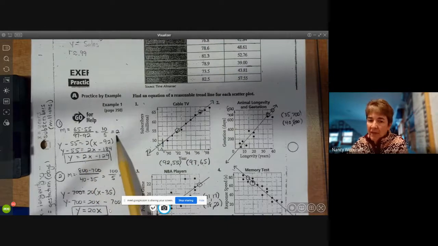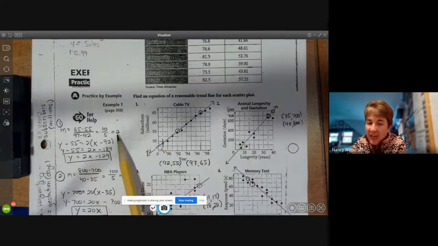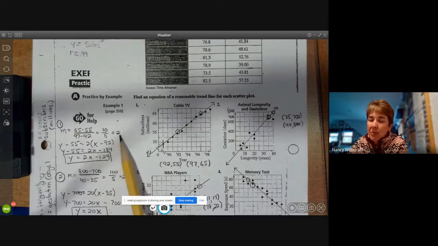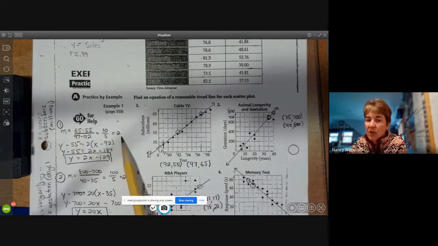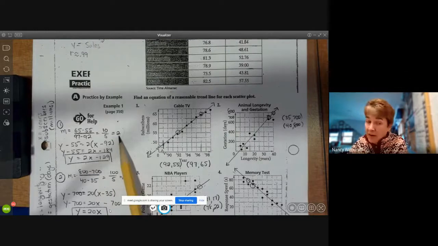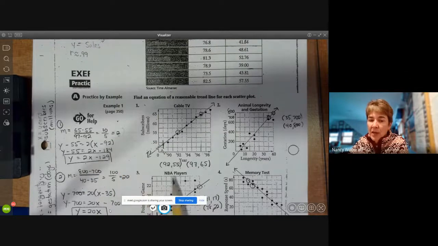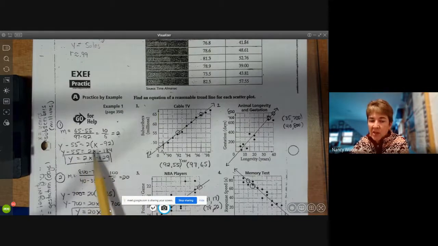You shouldn't have 5. You shouldn't have -3, right? So you should be in that ballpark. Maybe it's 1.9, maybe it's 2.2, but are you in the ballpark of a slope of 2? Or are you possibly right on? Now, once I have that slope, I'm going to take the slope and one of my points. I picked this one, and I put it in the point slope. I do the distributive property. I add the 55. And here's my equation of the line.